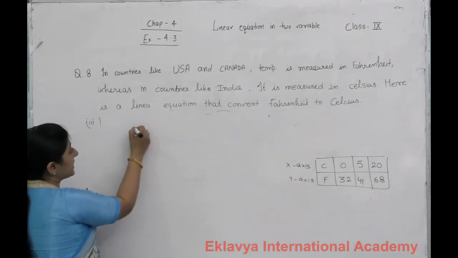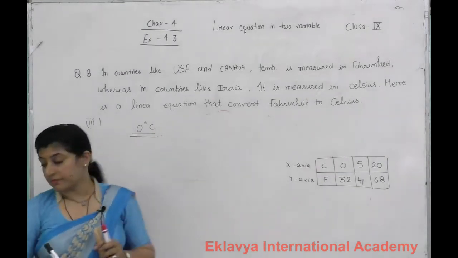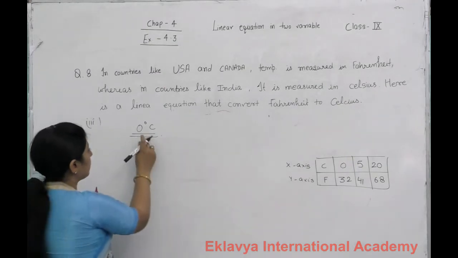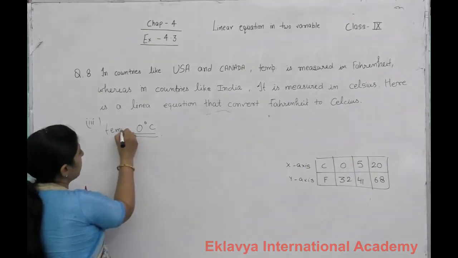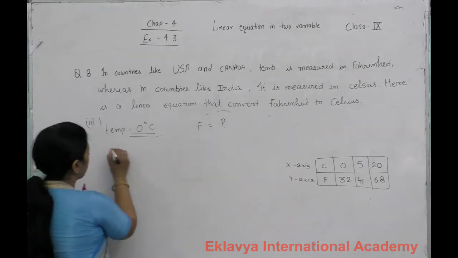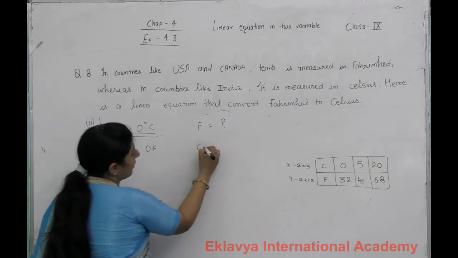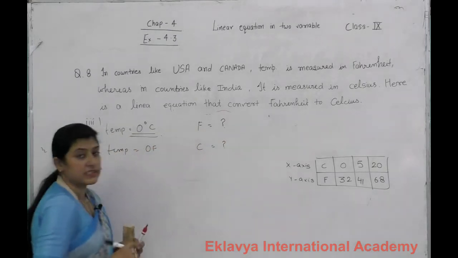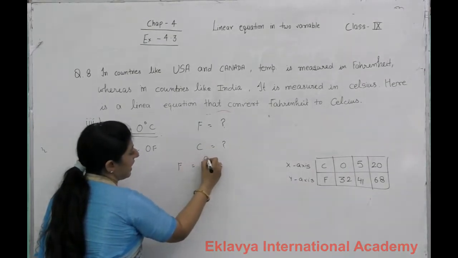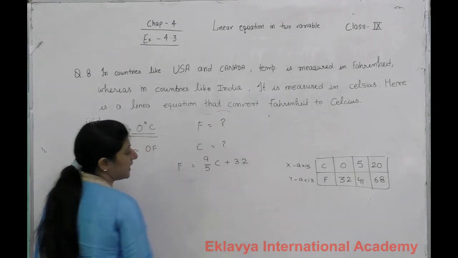If the temperature is 0 degree centigrade, then what is the value in Fahrenheit? Or if temperature is 0 Fahrenheit, then what is the answer in Celsius? Same thing, firstly we write down the equation. F is equal to 9 by 5C plus 32.